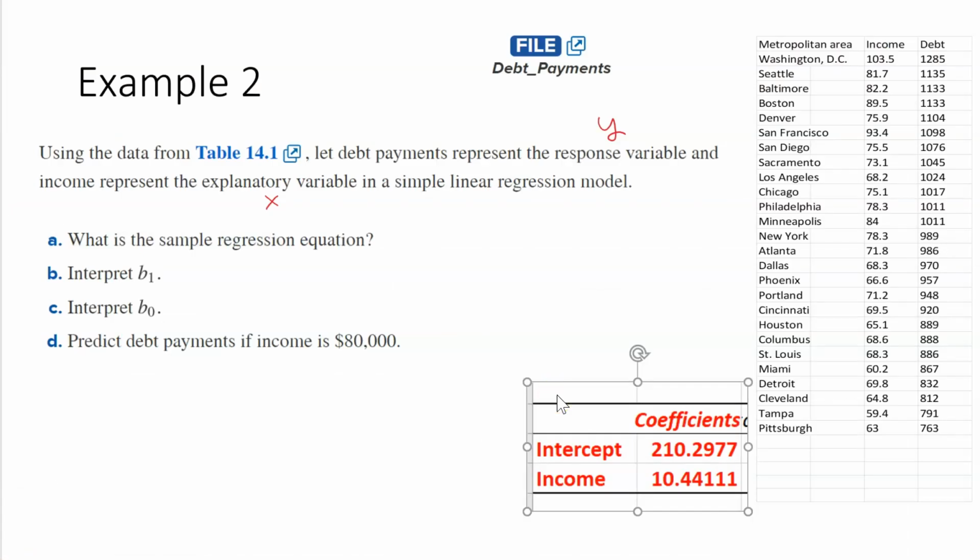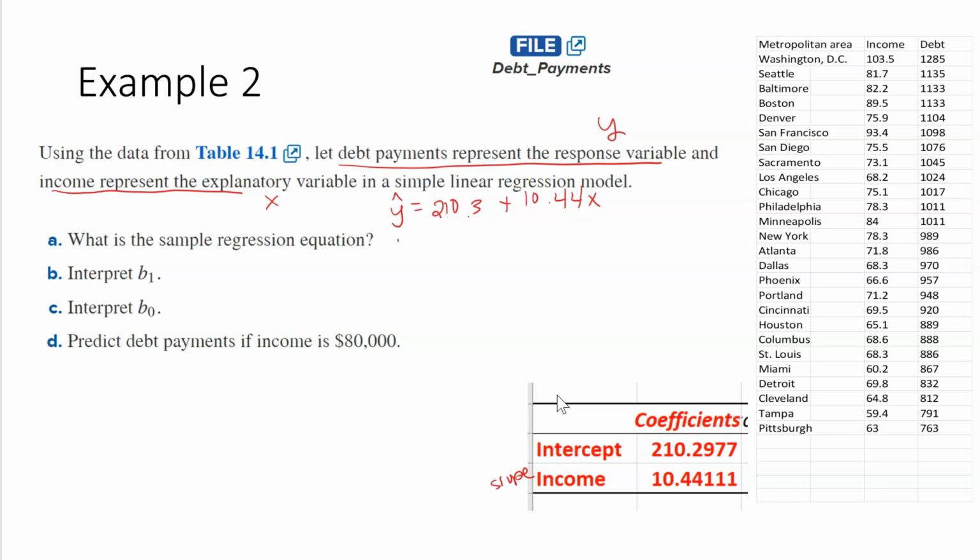All right, so now I've got these. The sample equation here, in terms of Y hat, is going to be an intercept here, an income, which you can think of as our slope. So it's going to be Y hat = 210.3 + 10.44x. Now, if we want to do it in terms of the problem, remember that our x is income and our y is debt payments. So we would say debt, with a little hat because it's our sample, = 210.3 + 10.44 times income. So that is our sample regression equation.